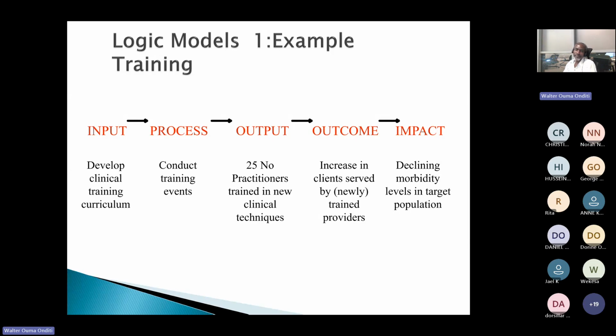Yes, complete. No, I just had a question between the output and outcome. Yes.